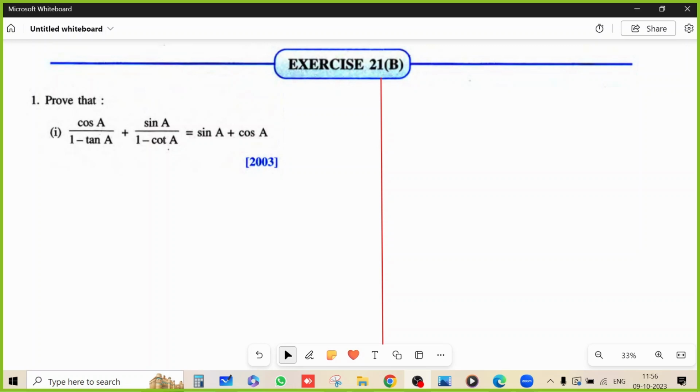Hello everyone. In this session, we are going to do all the questions of exercise 21B of the chapter Trigonometrical Identities from the textbook Concise Mathematics by Selina Publications for class 10.